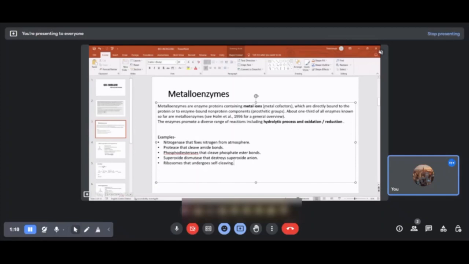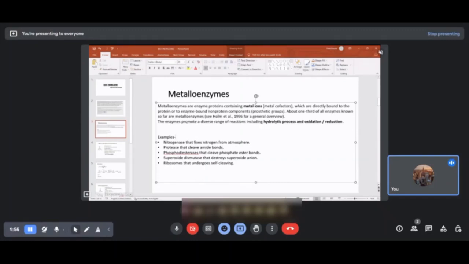The main role of this metal cation is to assist the biochemical reaction of the substrate binding process. This metal cation is directly bonded to the proteins or to the enzyme-bound non-protein components, the prosthetic groups. There can be different types of metal cations, for example zinc and copper, which help the enzymes during the enzyme binding process with the substrate.